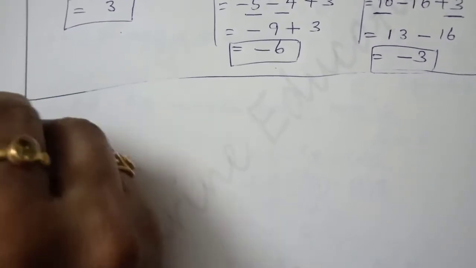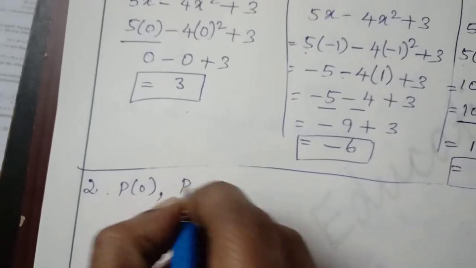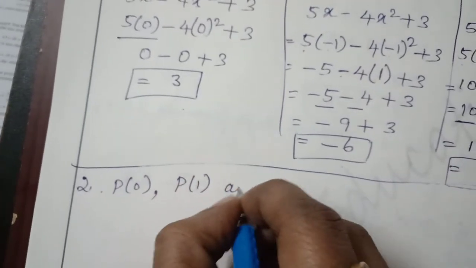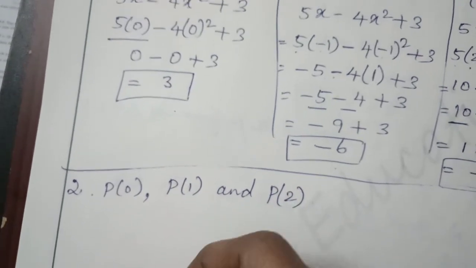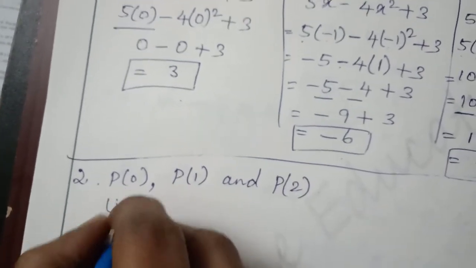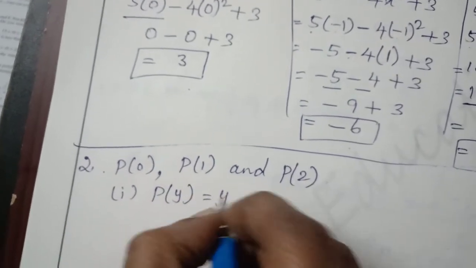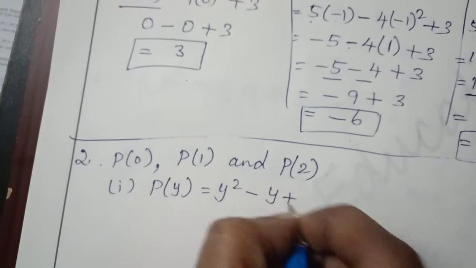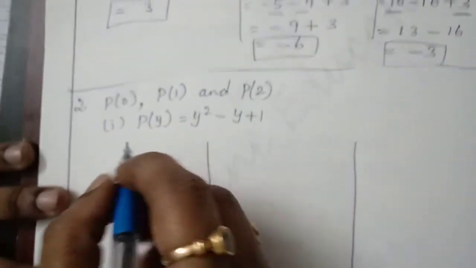Okay, now let's move on to the second one. Find the P of 0, P of 1 and P of 2. Okay, for the equation first one, P of y is equal to y square minus y plus 1. And again as earlier, let me do it like this, but you do it one by one. I am just doing it side by side.